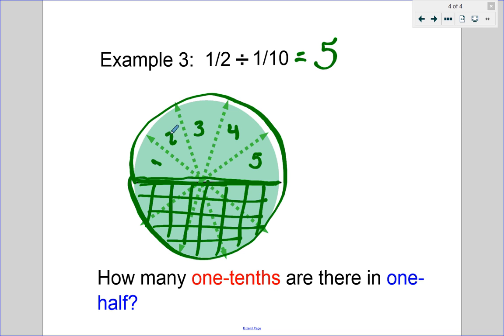1/10, 1/10, 1/10, 1/10, 1/10. I have 1, 2, 3, 4, 5 of them like that in 1/2. Okay? That is the way that we use a picture to come up with the answer to our division problems. I will give you a sneak peek of what's to come with that.